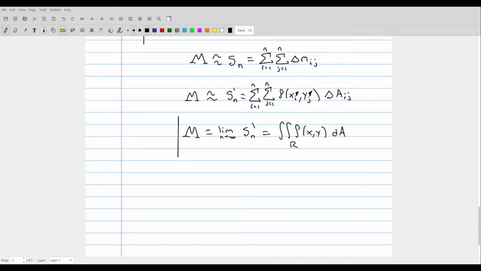So this is a very nice justification of why this formula should hold and why it does hold in general. So if you want to calculate the total mass or total charge contained in a region, all you have to do is take the double integral of the density function for that region.